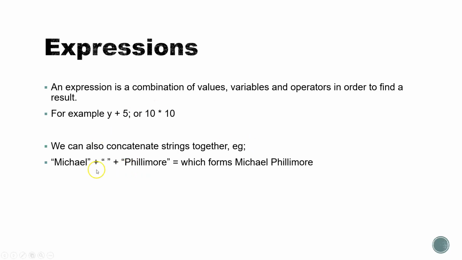So you can see we have two words here, which are my name, Michael Phillimore, and these could have been variables, they could have been literals. It doesn't really matter. But what we're basically doing is joining them here. These two speech marks are adding the space in the middle. If I didn't have these two speech marks here, there would not be a space there. So we do need to use those.